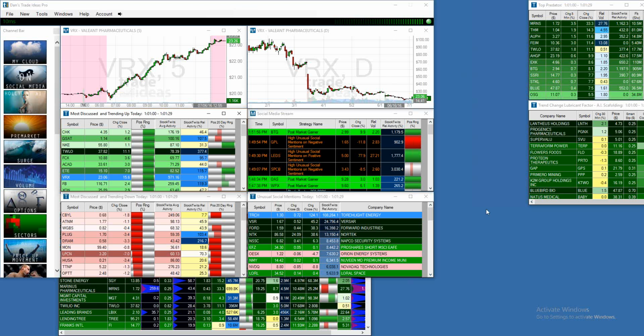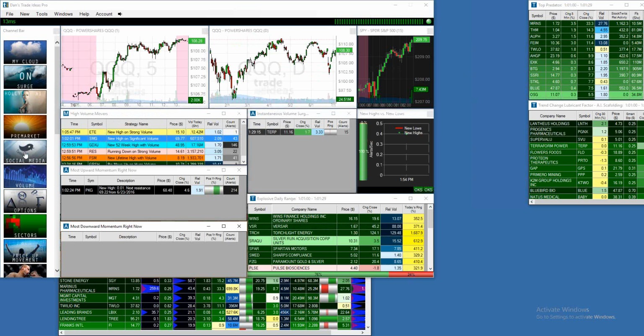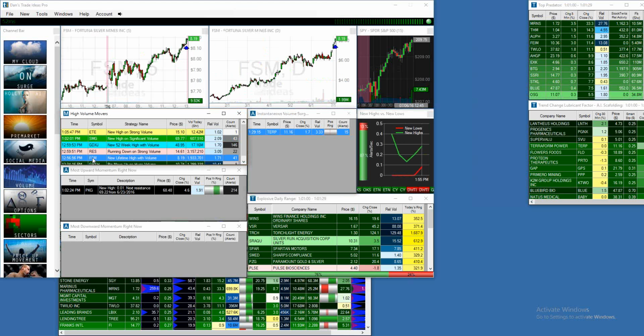So this Netflix channel surfing approach, it works. We have different channels that look for specifically different things. Here on the search channel, you really are looking at something as it starts to run. It's like when the volume comes in, and it doesn't necessarily have to be positive volume. We're just looking for any kind of volume. Like here, FSM, new lifetime high on unusual volume. That is a great sign.